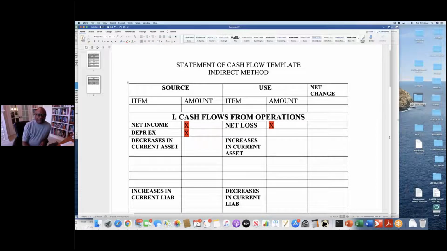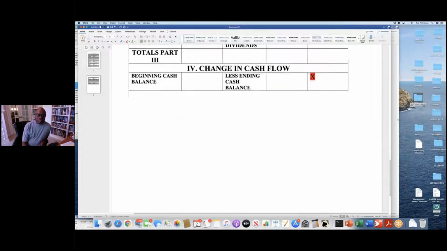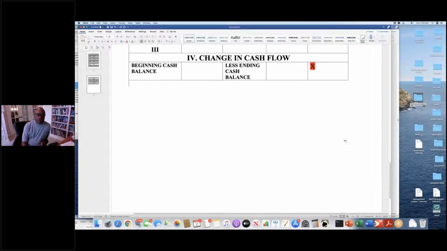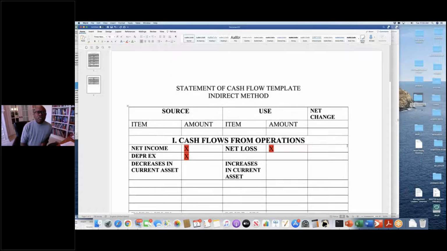Okay, this is the statement of cash flow template that I got up here. Well, I am going to let you take the screen for a second. It won't go there. I don't have you listed on here.